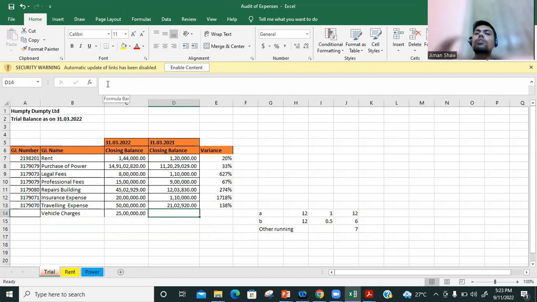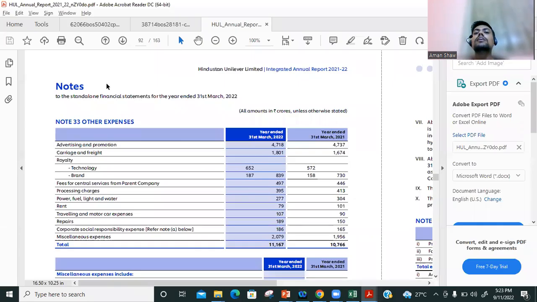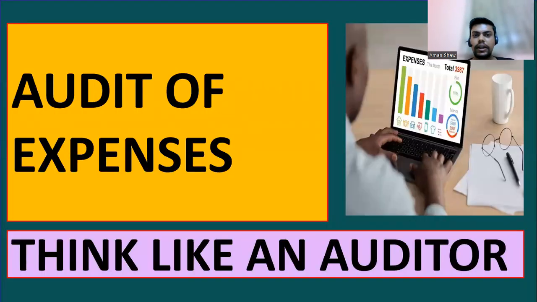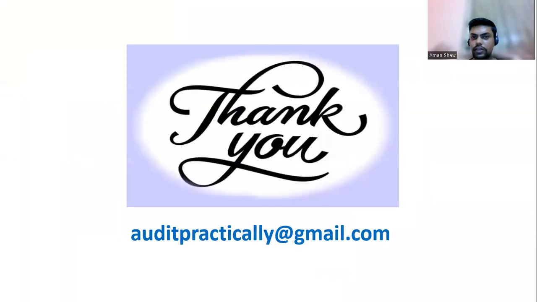And once you have checked all these expenses, you have got control of all the expenses, and then you can say that the figures which are coming in the financial statements give a true and fair view. So I hope you got an idea of how the audit of expenses is carried out. And of course do try, and let me know if you face any issue.